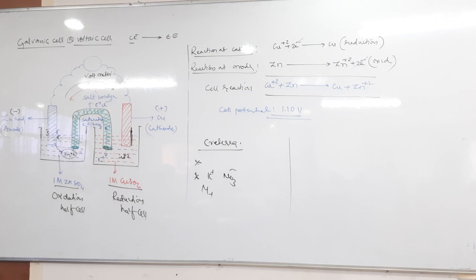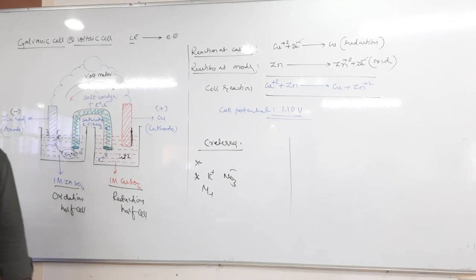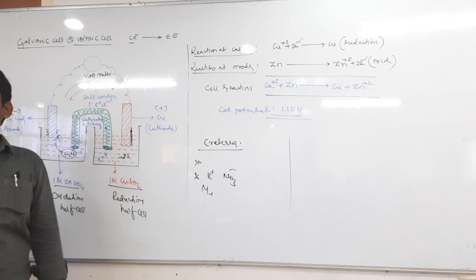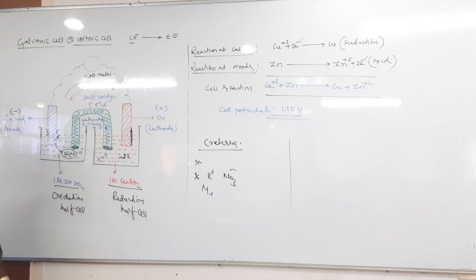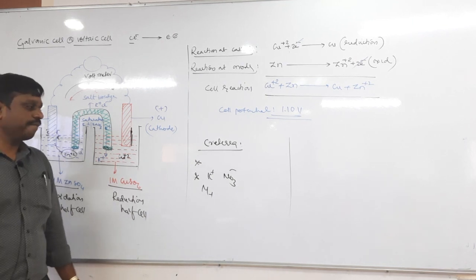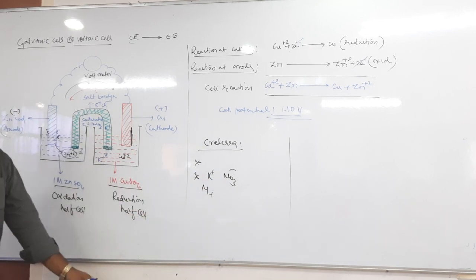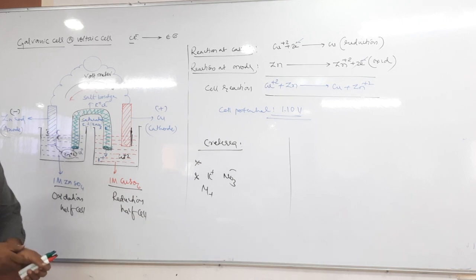Next, criteria for salt bridge. So what are the criteria? One is, the electrolyte taken in salt bridge should be chemically inert. It means it should not interfere with cell reaction. So what is the second criteria? The migration speed of the cation should be equal to anion. If these two conditions are fulfilled, then you can take it as a salt bridge, right?